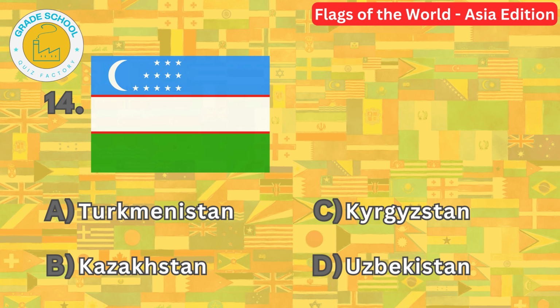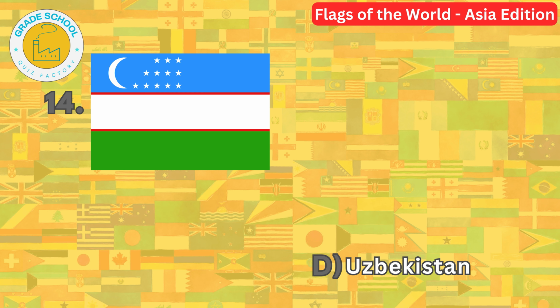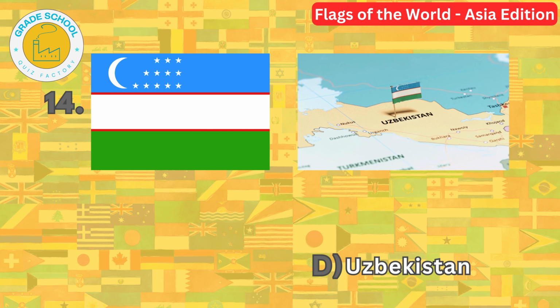Moving on to number 14. The correct answer is letter D. The flag of Uzbekistan has 3 horizontal bands of blue, white, and green, separated by 2 thin red stripes with a crescent and 12 stars in the upper left corner.